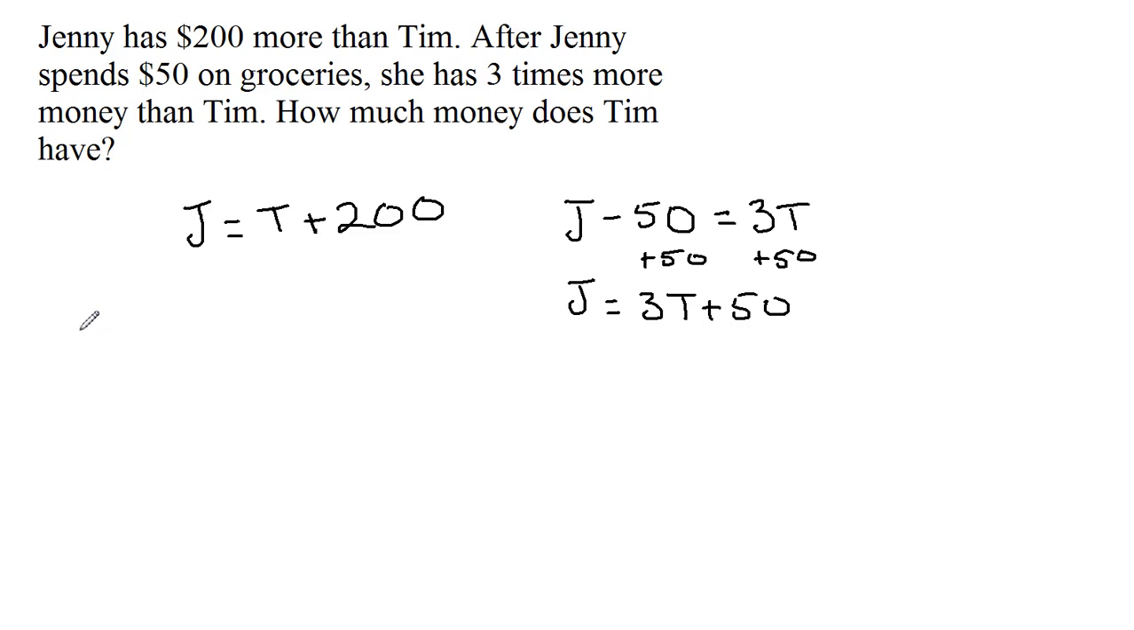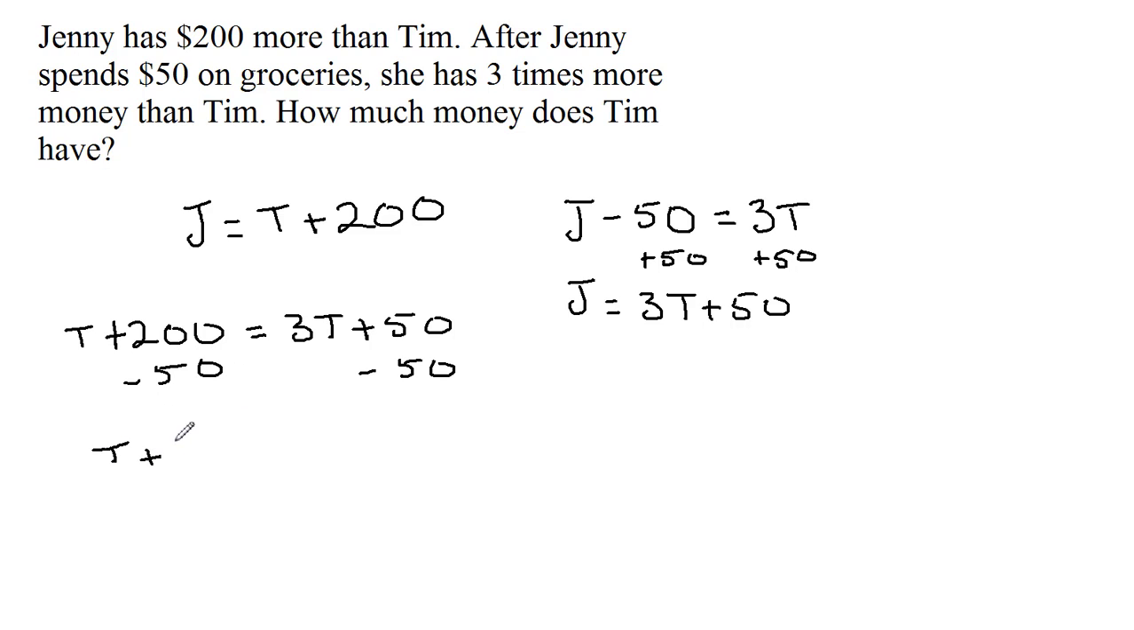So now we'll have t plus 200 equals 3t plus 50. Now our goal is to isolate t. So we're going to subtract 50 from both sides, leaving us with t plus 150 equals 3t.